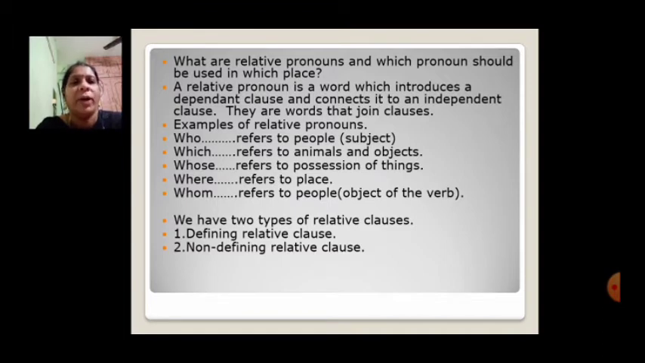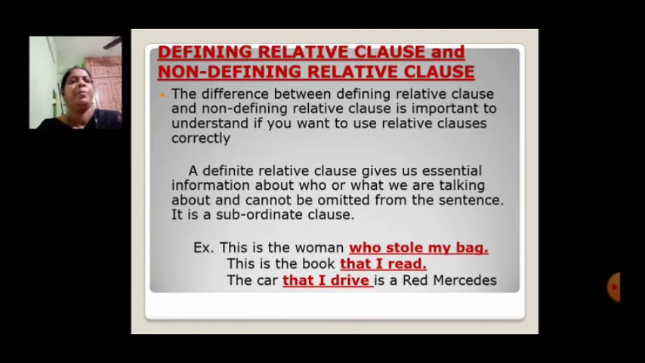We should know the difference very properly so that we can use them in sentences properly. Defining relative clause and non-defining relative clause. Let's see the difference now. The difference between defining and non-defining relative clauses is important to understand if you want to use relative clauses correctly. If you don't know the difference between these two clauses, you can't use the clauses properly. Because a relative clause is very important in a sentence, because it describes a noun.